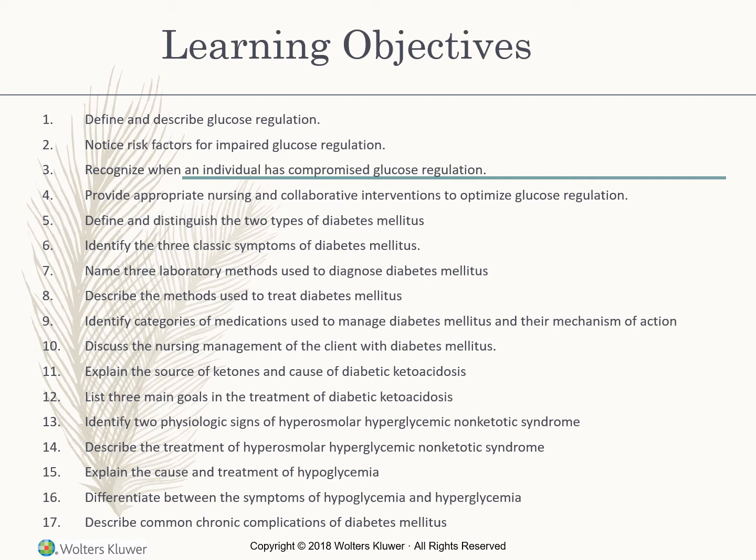Identify categories of medications used to manage diabetes mellitus and their mechanism of action. Discuss the nursing management of the client with diabetes mellitus. Explain the source of ketones and cause of diabetic ketoacidosis. List 3 main goals in the treatment of diabetic ketoacidosis. Identify 2 physiological signs of hyperosmolar hyperglycemic non-ketotic syndrome. Describe the treatment of hyperosmolar hyperglycemic non-ketotic syndrome.